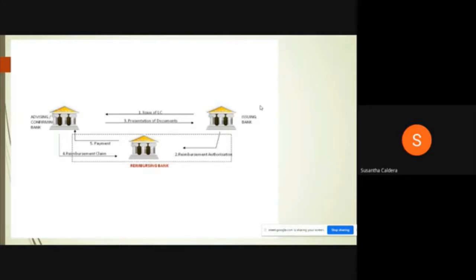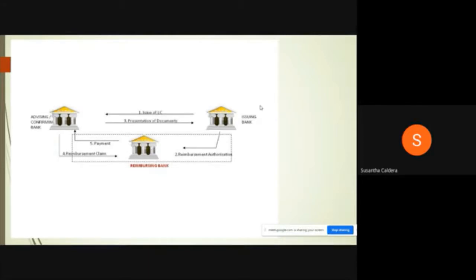Okay. Now, the issuing bank issues the LC and advises the advising or confirming bank. And then, immediately with that, they will send the reimbursement authorization to the reimbursing bank. Now, the reimbursing bank is a bank domiciled in a country other than the issuing bank's country, and maybe the advising bank's and confirming bank's country. The reason is, it depends on your correspondent relationship with that particular bank.